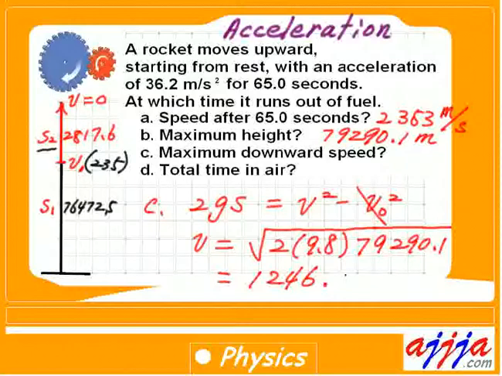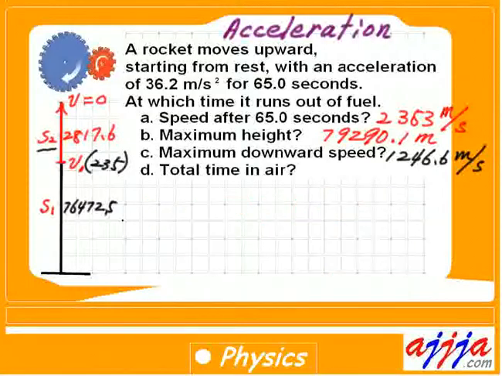Wow, so fast. Now we are looking for what? Question D, total time in air. We are looking for total time. That means we have three portions, right? Three different parts. T1, I'm going to call T1. This one, I'm going to call T2. What about coming down all the way down? That's T3. Then we're going to get all of these and add everything. That's it.